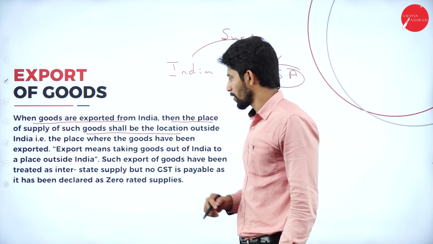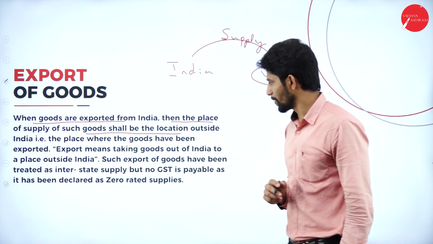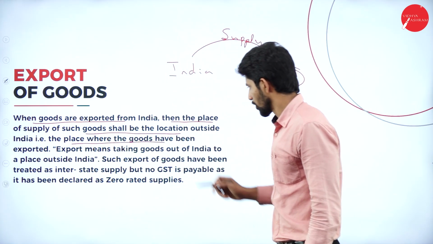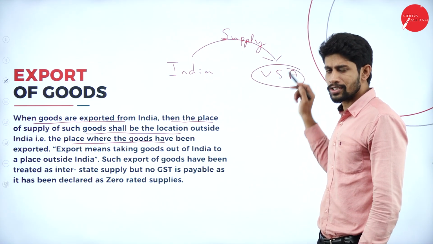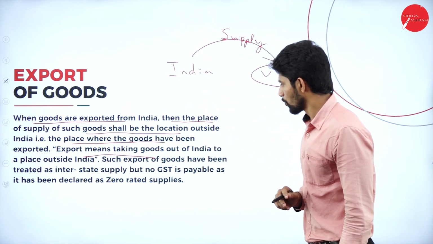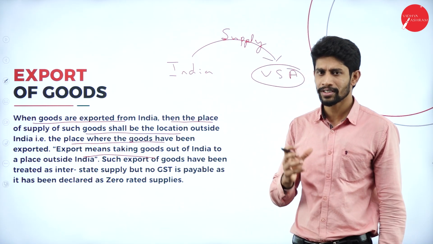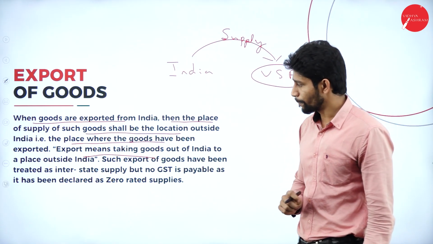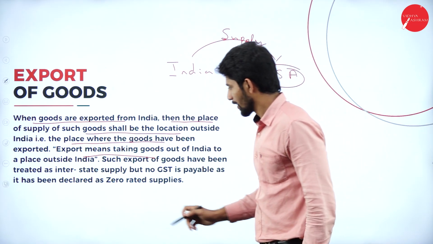So when goods are exported from India, then the place of supply of such goods shall be the location outside India, the place where the goods have been exported. Yes, we are exporting the goods to USA, so USA will be the place of supply. Export means taking goods out of India to a place outside India. That means from India we are exporting to another country.